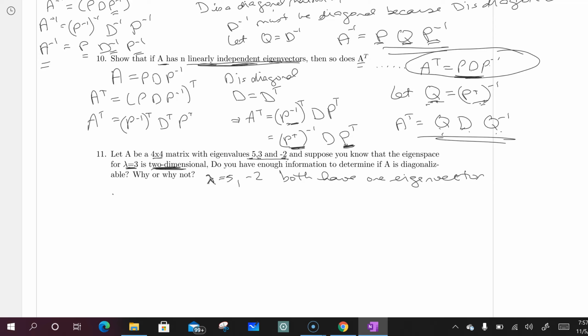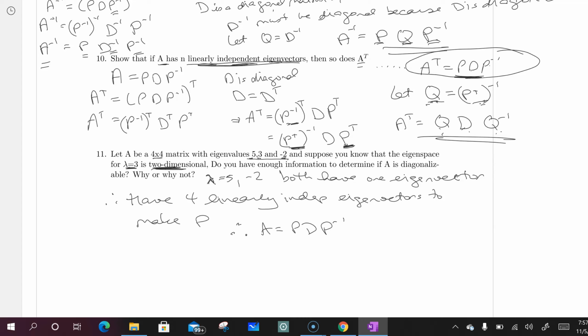So yes, therefore I have 4 linearly independent eigenvectors to make my P. So therefore, A is PDP inverse. A is diagonalizable.